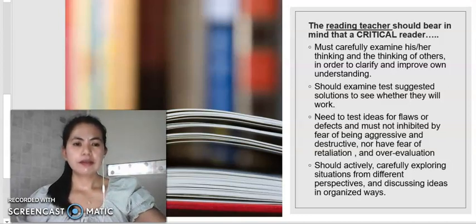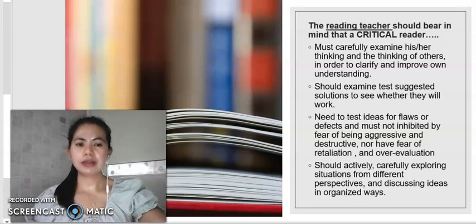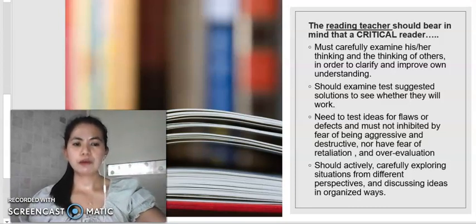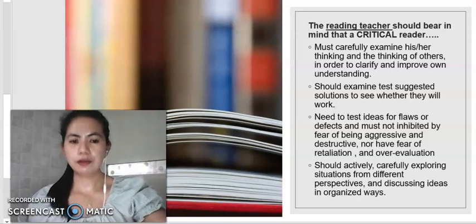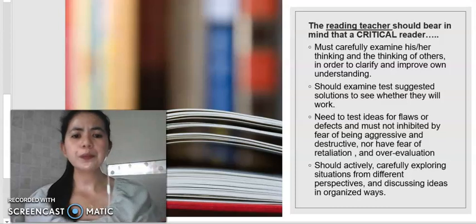They should examine suggested solutions to see whether they will work, test ideas for flaws or defects, and must not be inhibited by fear of being aggressive and destructive, nor have fear of retaliation and over-evaluation. They should actively and carefully explore situations from different perspectives and discuss ideas in organized ways.